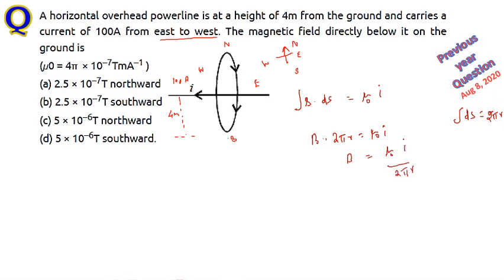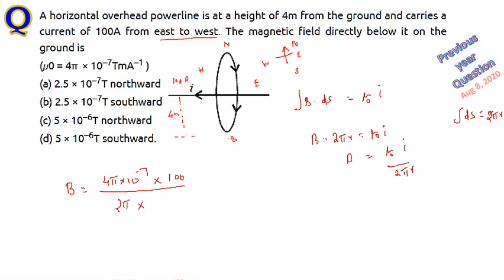Now you just substitute all the values here. I just mentioned this one. B is equal to mu naught, which is already given in the question, 4 pi into 10 power minus 7. And the current value they have given is 100 ampere, and the whole is divided by 2 pi into radius.